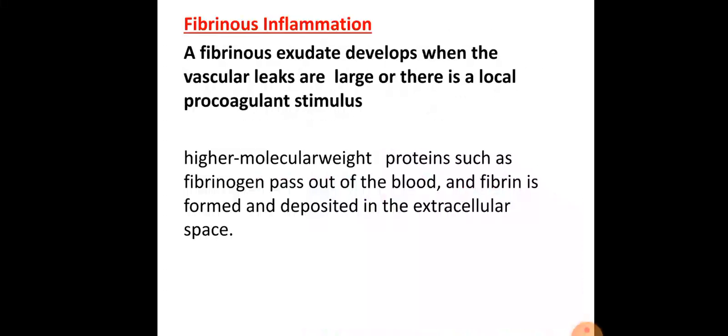The other morphological type that can be seen in acute inflammation is called fibrinous inflammation. A fibrinous exudate develops when the vascular leaks are large or there is a local procoagulant stimulus. The important thing is that from the name, fibrinous inflammation, we have a lot of fibrin at this area. Higher molecular weight proteins such as fibrinogen pass out of the blood. The fibrinogen is converted to fibrin and deposited in the extracellular space.